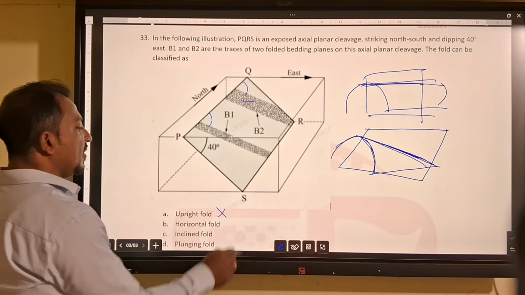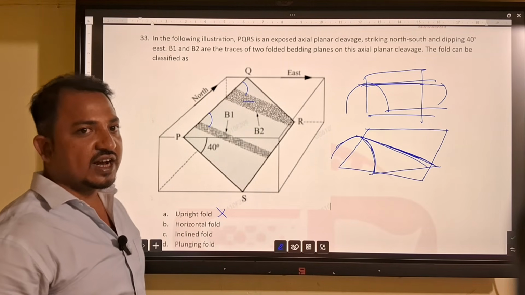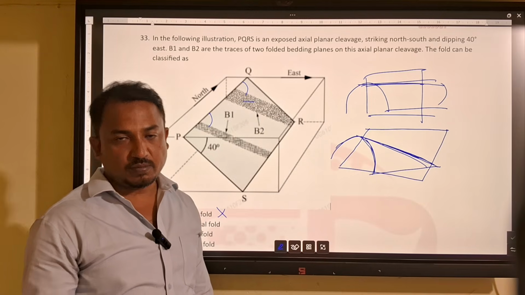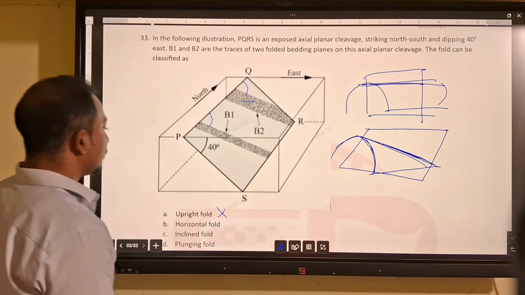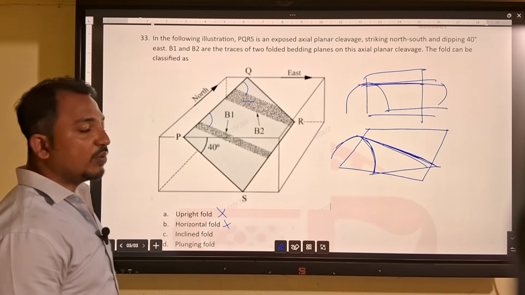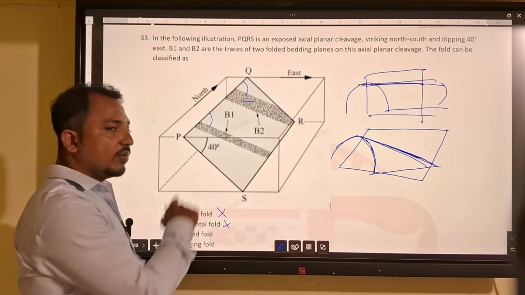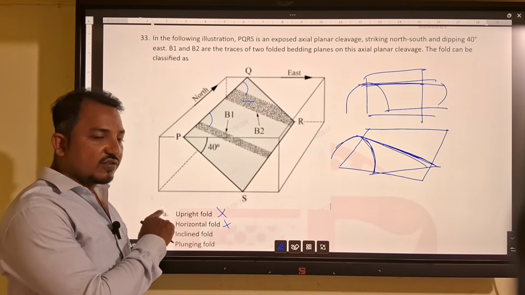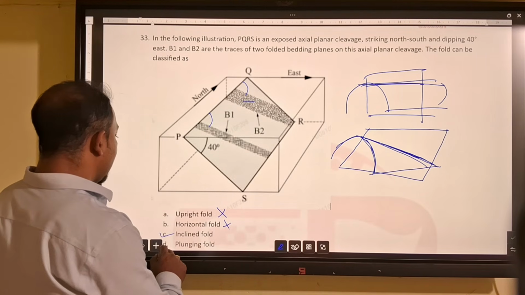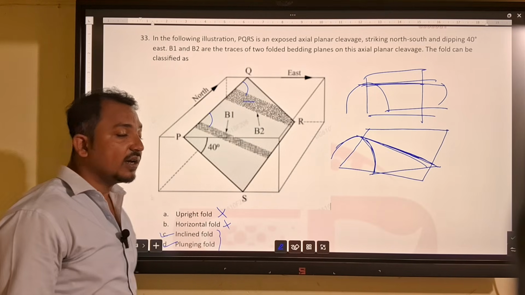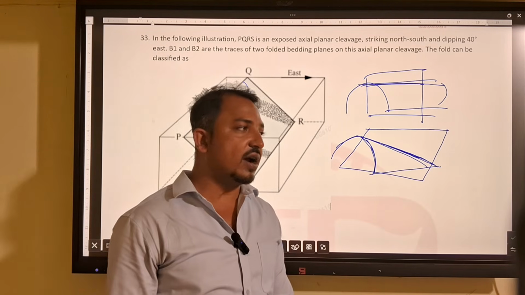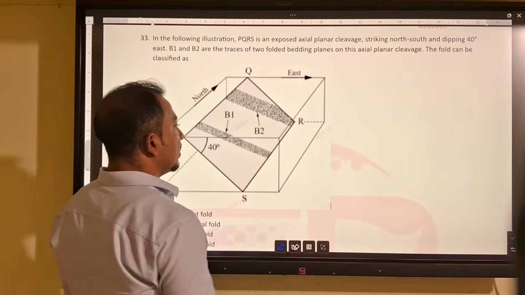So upright fold will not be correct because the axial planar cleavage is inclined. Upright fold is when the axial plane is vertical, that is 90 degrees. Horizontal fold is when there is no plunging. Here the fold plunges, so it is not a horizontal fold. Then inclined and plunging, these two options will be correct. So inclined fold and plunging fold will be correct.